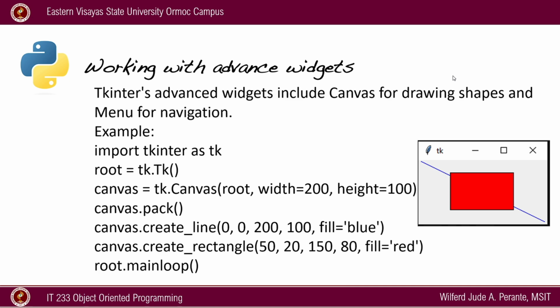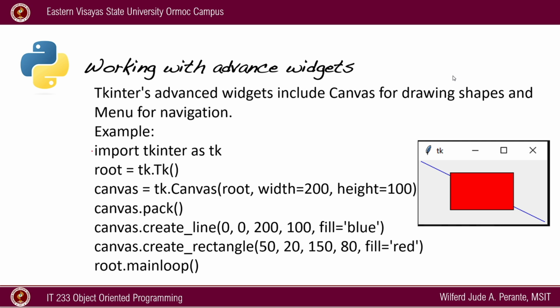I have another example, working with advanced widgets. There are TKinter advanced widgets including canvas for drawing shapes and menu for navigation. So in this example, we draw a blue line and a red rectangle on a canvas.